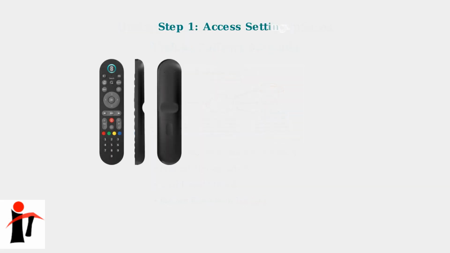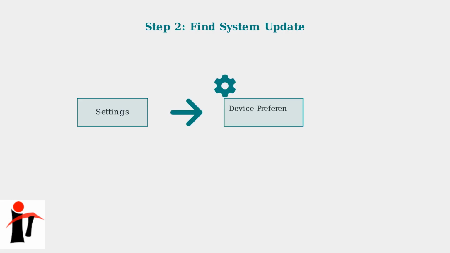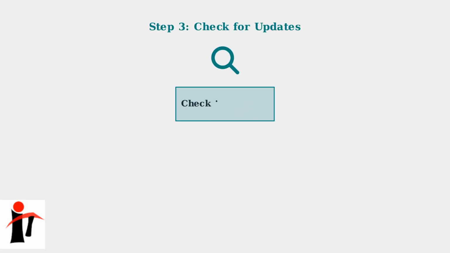To manually update your EETV box, start by pressing the Home button on your EE remote control. This will take you to the main menu where you can access the settings. From the Settings menu, you need to navigate to either Device Preferences or System, depending on your EETV box model. Then look for About or System Update option. Once you're in the System Update menu, select Check for Updates.